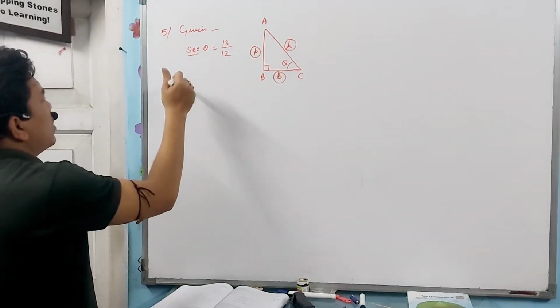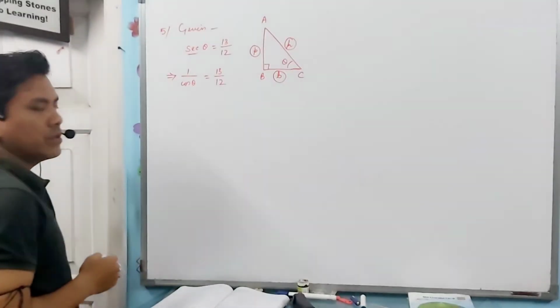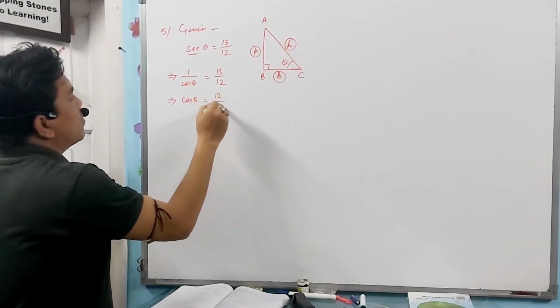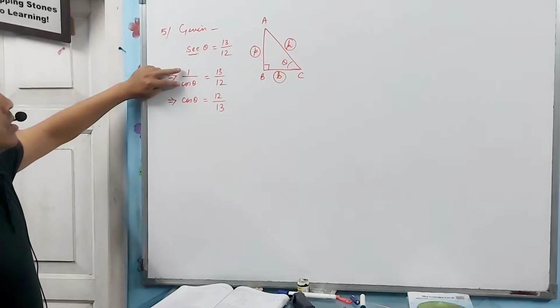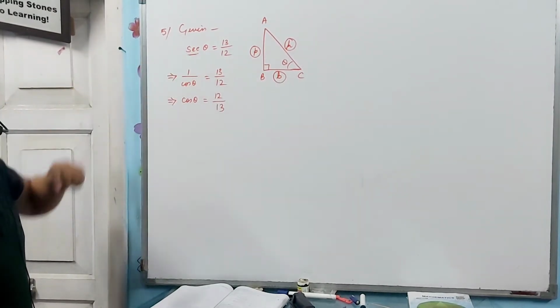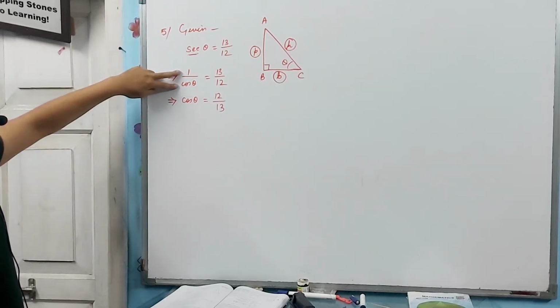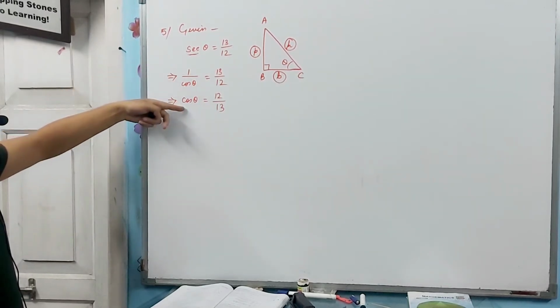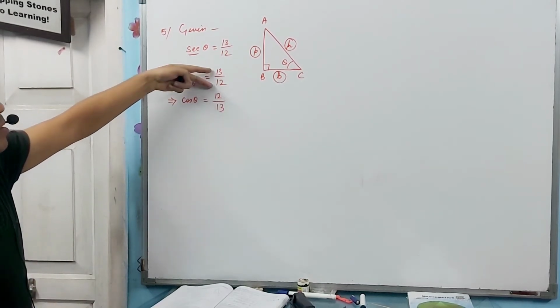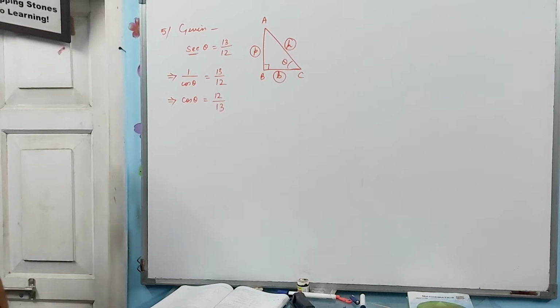If it is sec, can we write 1 by cos theta equal to 13 by 12? We can write. Then cos theta will become 12 by 13. See, it is given as 1 by cos theta, so if I reciprocate this side, we have to reciprocate the other side also. Left hand side becomes cos theta by 1, which is cos theta, and this will be 12 by 13. 13 by 12 reciprocal becomes 12 by 13.